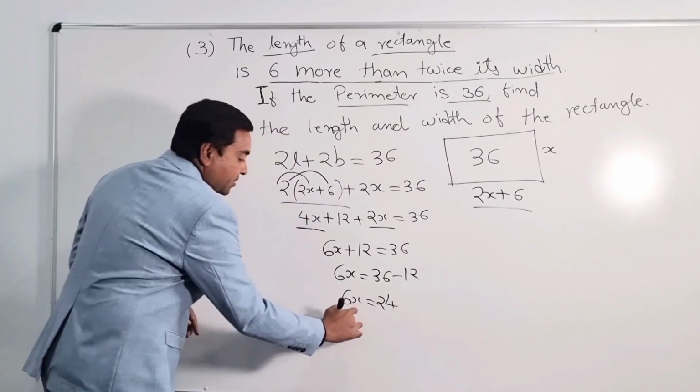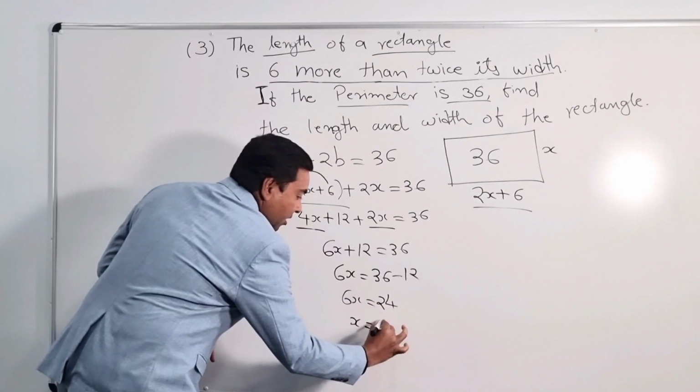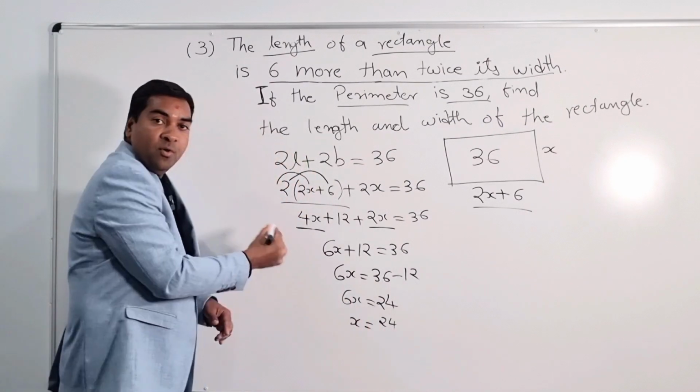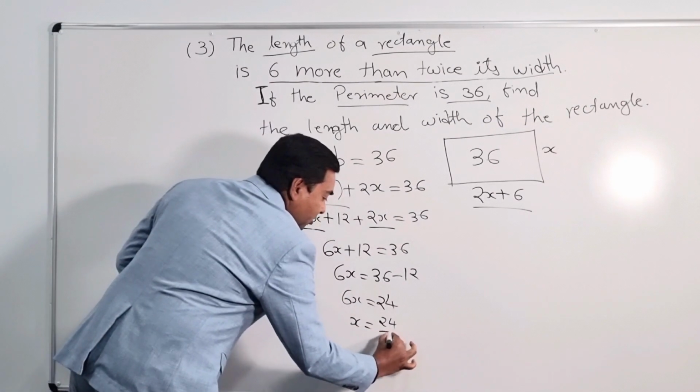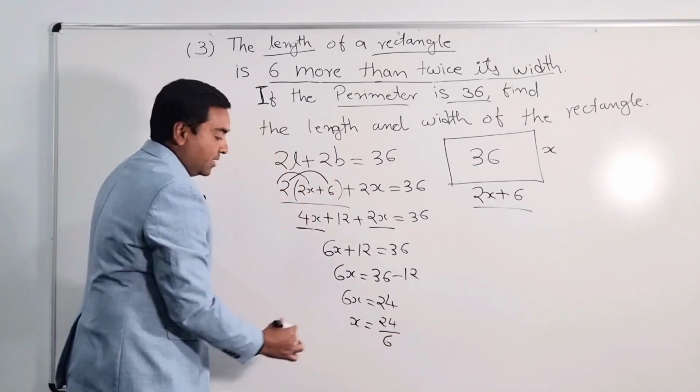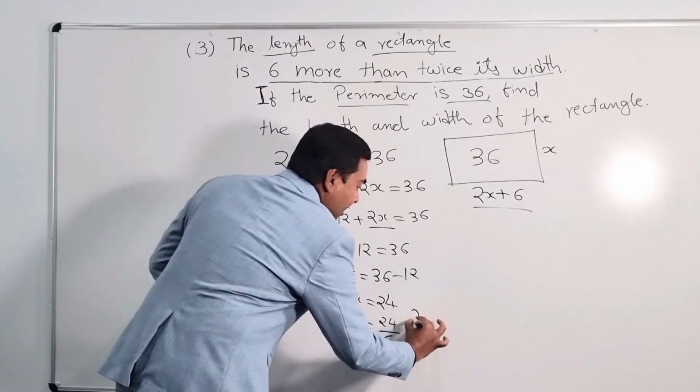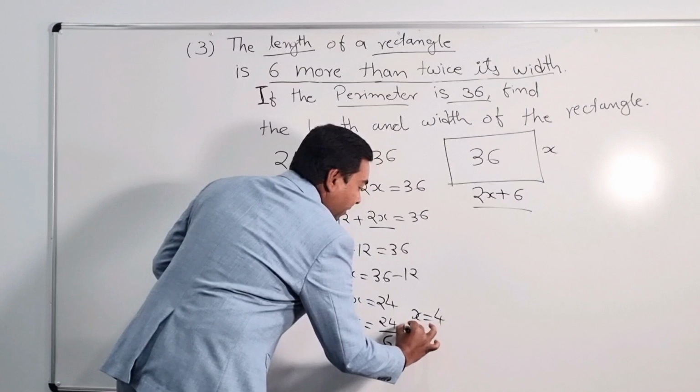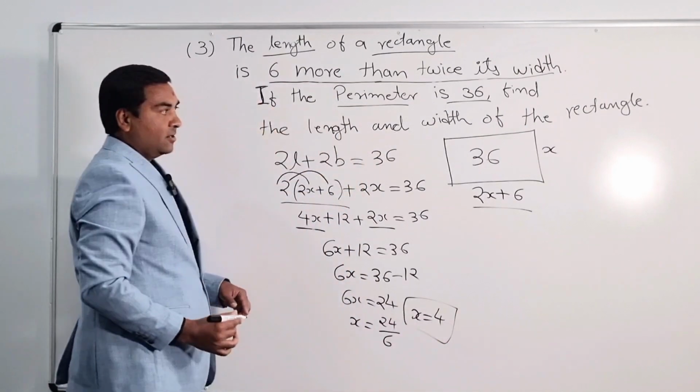Now 6 times x, so x is going to be 24, and times goes divided by. So 24 divided by 6. So my x value is going to be 4. So my x is 4.